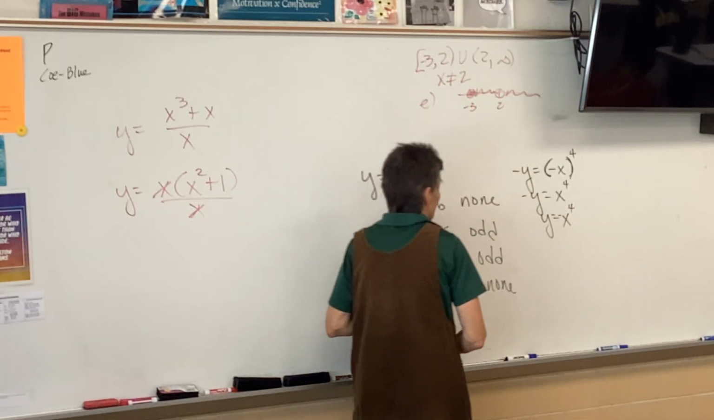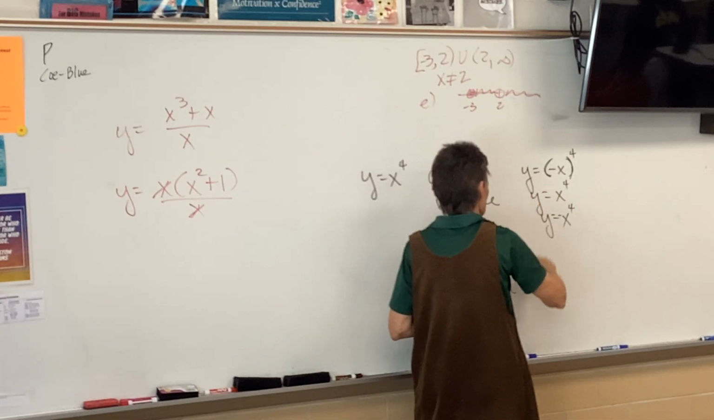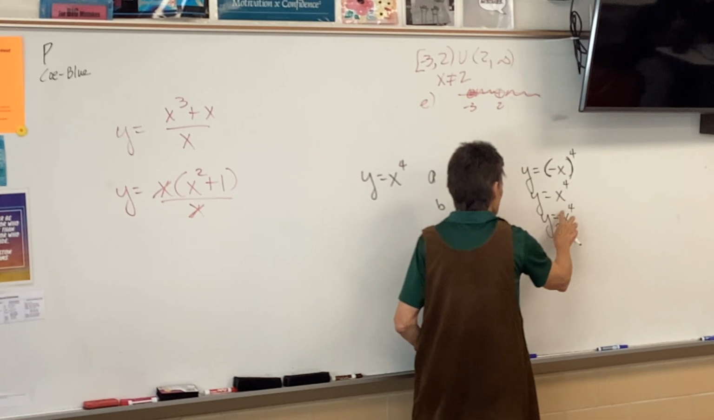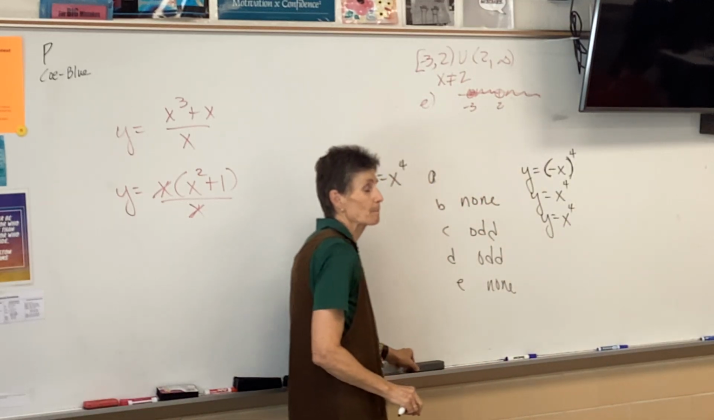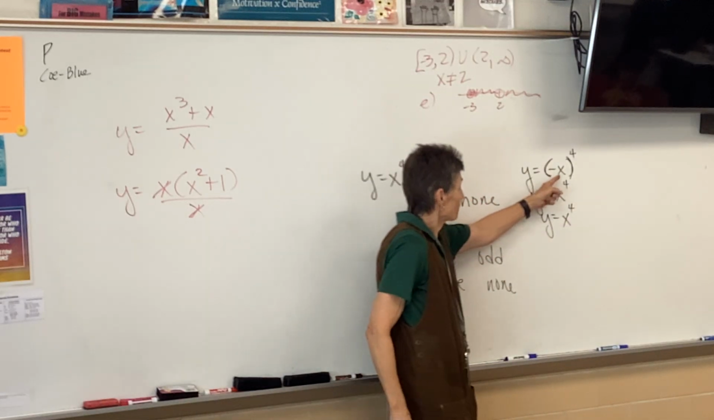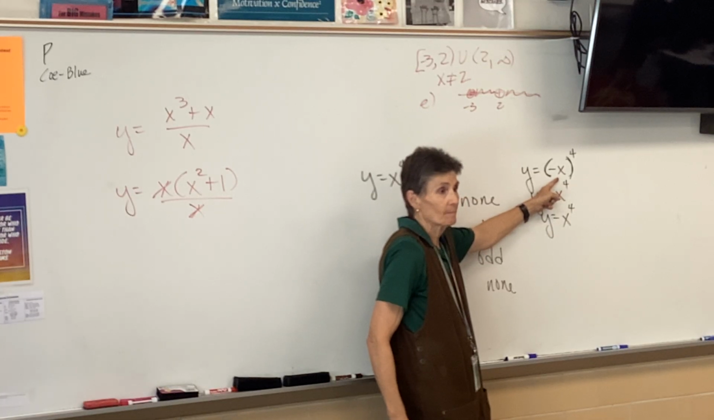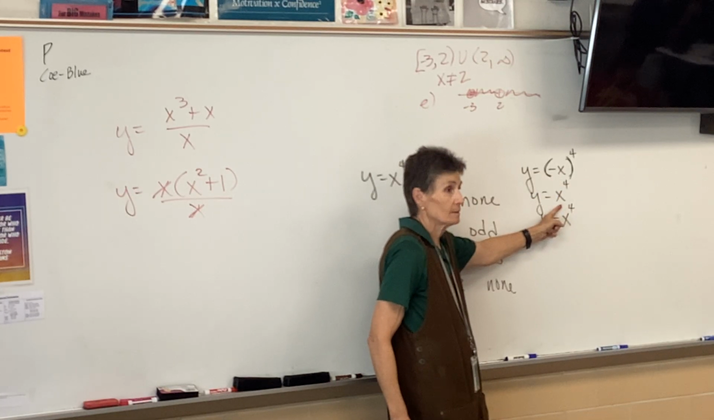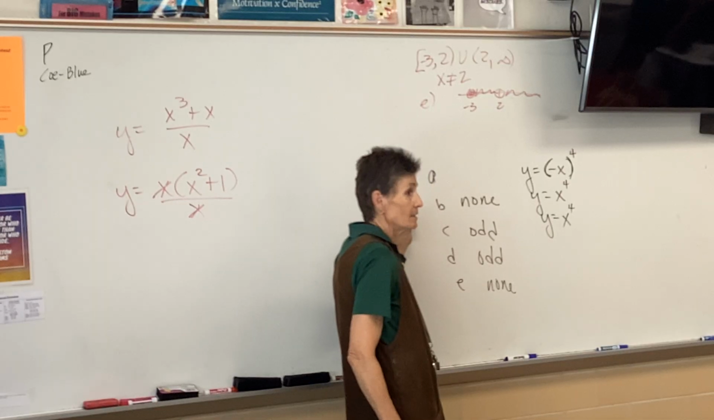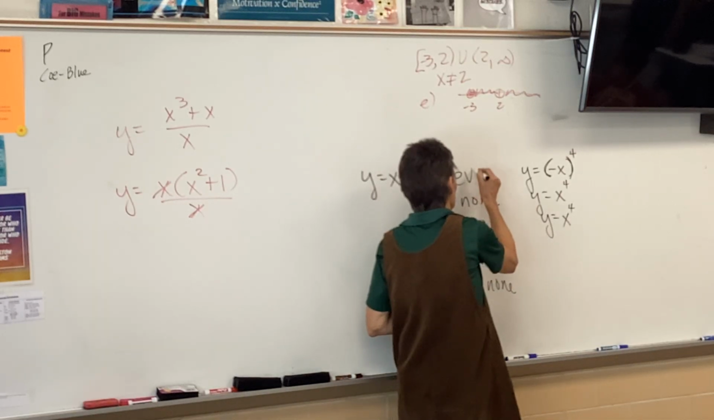What about even? What if all I did was change the x? What's negative x to the fourth? X to the fourth, which matches the original. This one's even. Great, what you get like that?